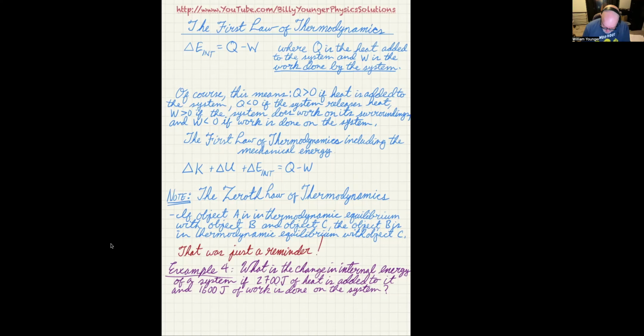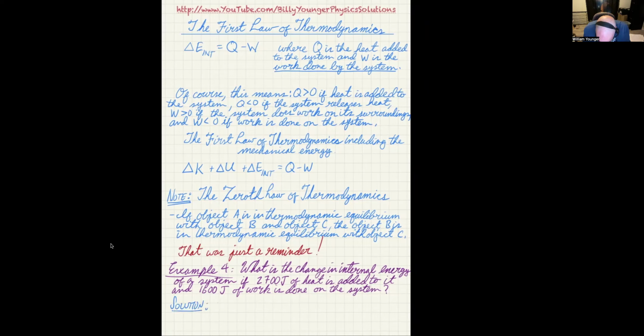So that's basically it. We've run out of time. You can see I was getting ready to work example 4. Actually, I could do that real quick and then we'll call it a day. This one's easy enough. It says, what is the change in internal energy of a system if 2,700 joules of heat is added to it and 1,600 joules of work is done on the system? So this is where we're putting to good use that terminology that I told you about. So here's our solution.